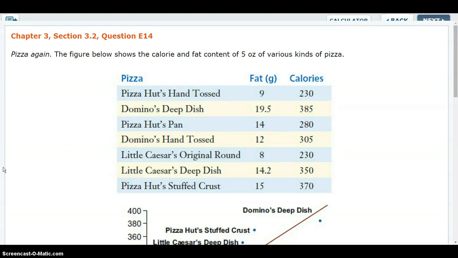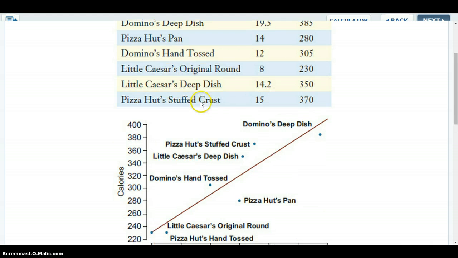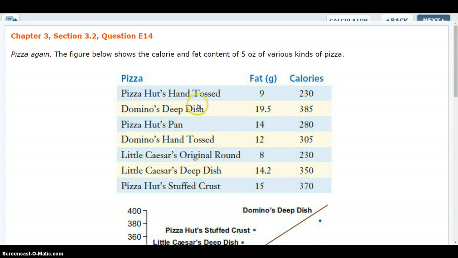Okay, section 3.2, question E14, little advance warning. Do not do this problem when you are hungry. So we do have some authentic data again, although it is a bit outdated. I think it's fair to say that the companies don't change their recipes too much, although I guess Domino's or Donato's, one of them did change their crust recipe. So maybe these are still up to date.